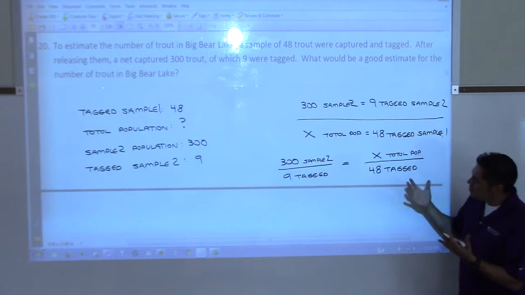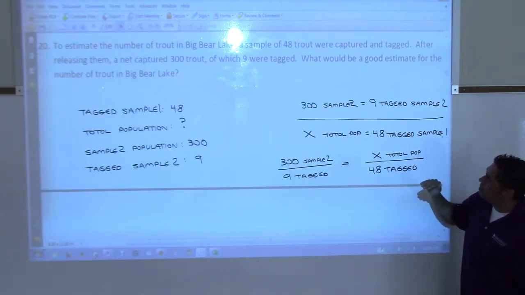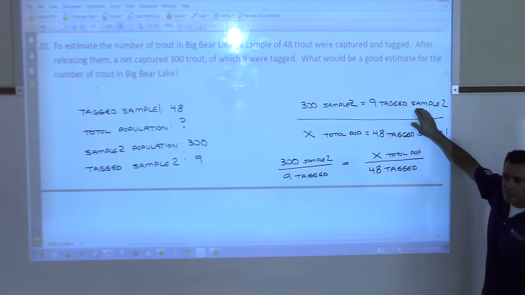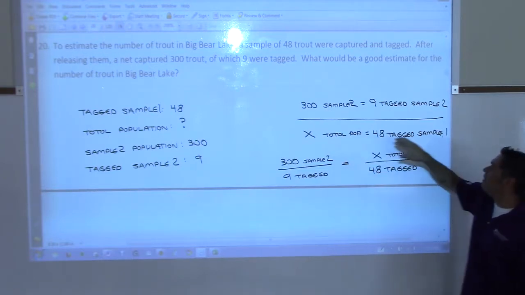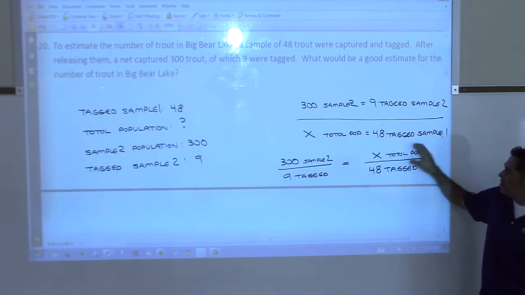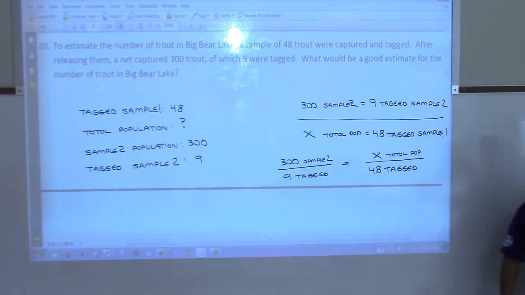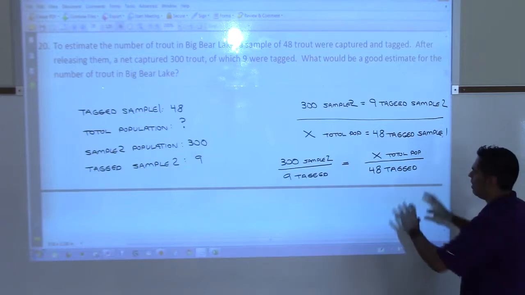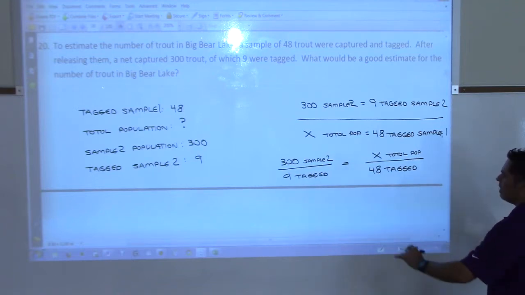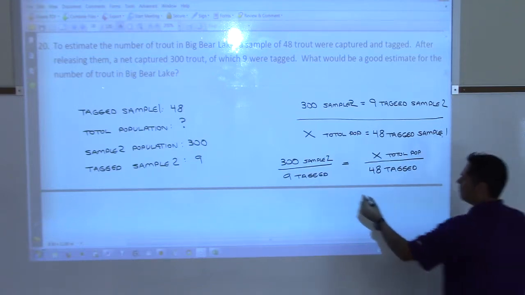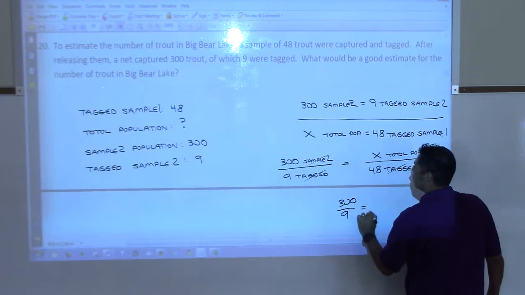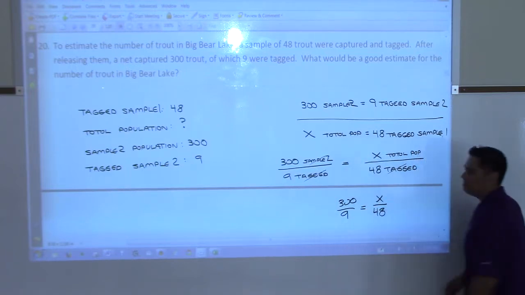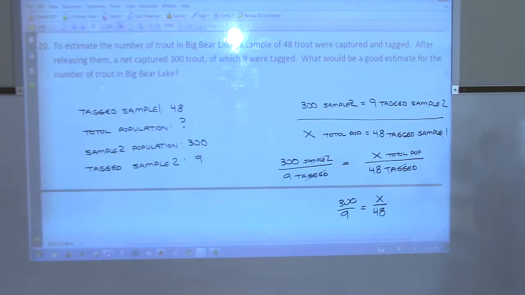So at the end of this, all you really need to understand is this. You have the sample population divided by how many were tagged. That proportion must be equal to the total population divided by how many were tagged in the total population. These two ratios, proportions, should be equal to one another. So if I were to ask you here to just imagine that these aren't here, could you solve this equation? 300 over 9 equals x over 48. Could you solve for x here? How would you solve for x?